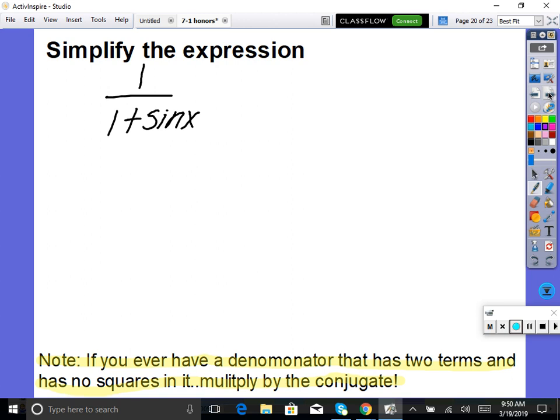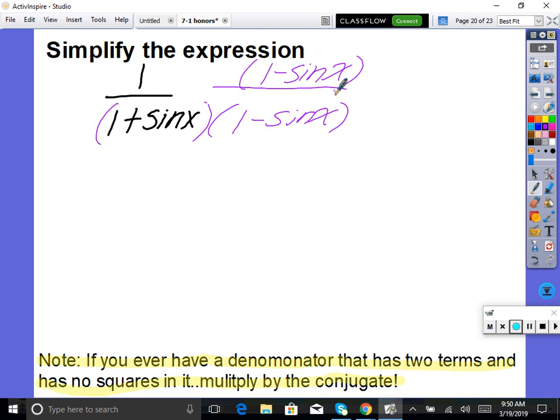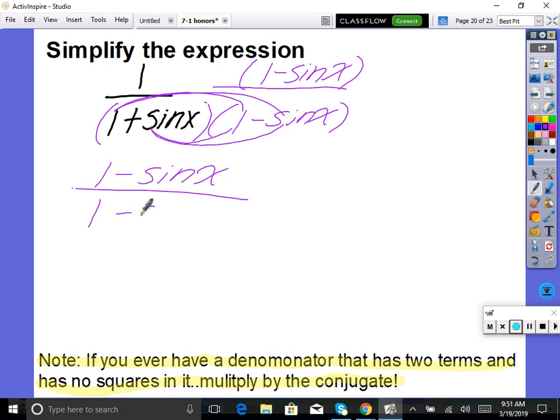So what would be the conjugate? 1 minus sine of x. So that's a trick you're going to have to just remember. 1 minus sine of x. So now on top, because look, we're not changing the problem, we multiply by a 1 of our choice. So on top, we get 1 minus sine of x. Now let's see what we get on bottom. 1 times 1 is 1. Now middle terms cancel out, minus sine x plus sine x, and then we get minus sine squared x. Good, so we have 1 minus sine of x divided by cosine squared x.